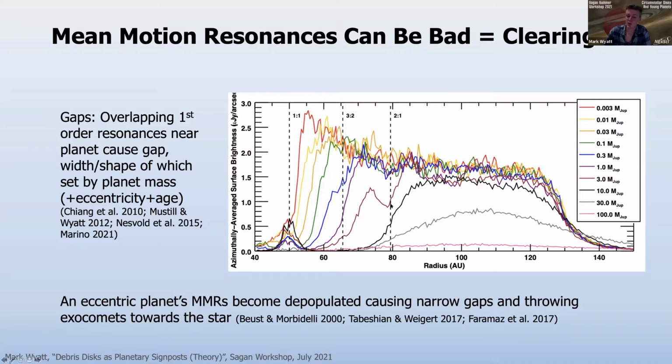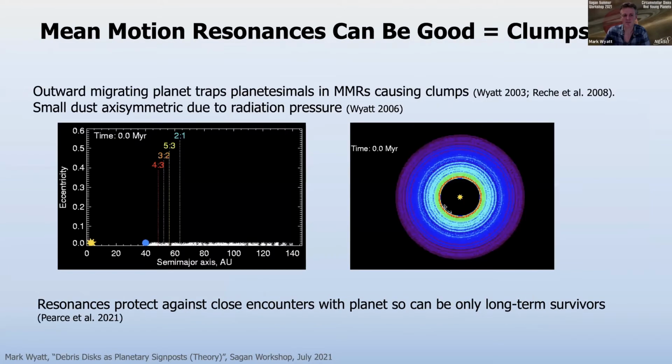Mean motion resonances can also be unstable on their own at specific locations, particularly if the planet has a moderate eccentricity, and this could be a way of feeding exocomets into the inner regions of the system.